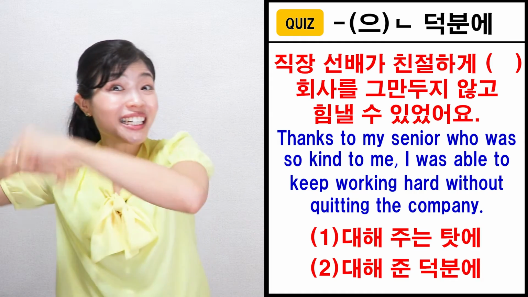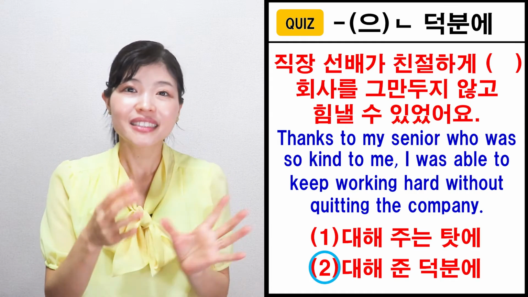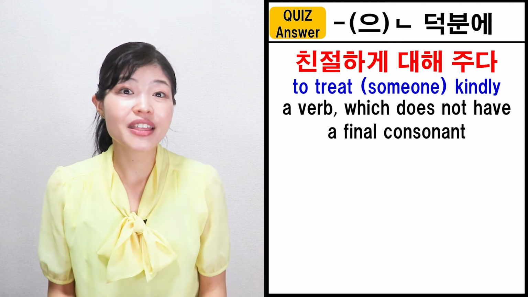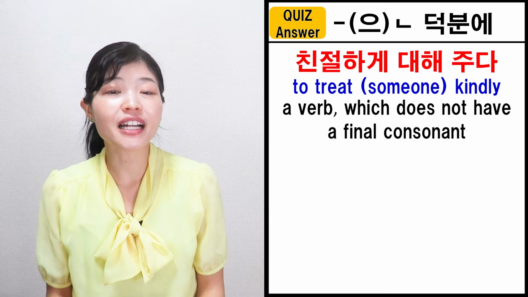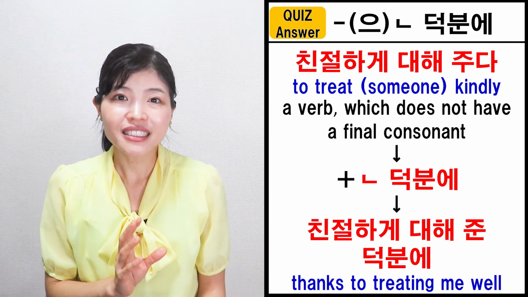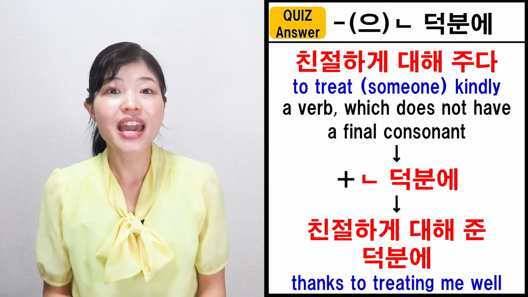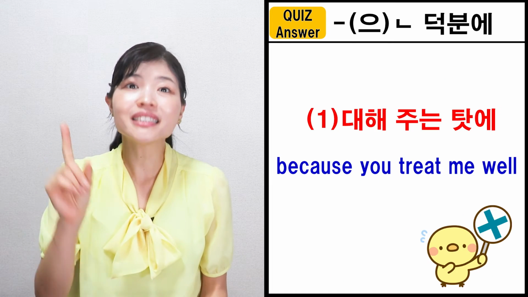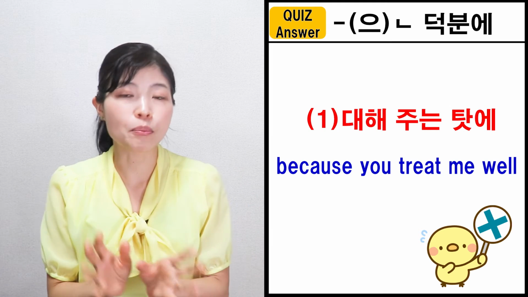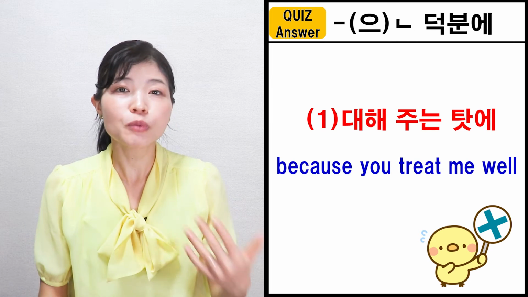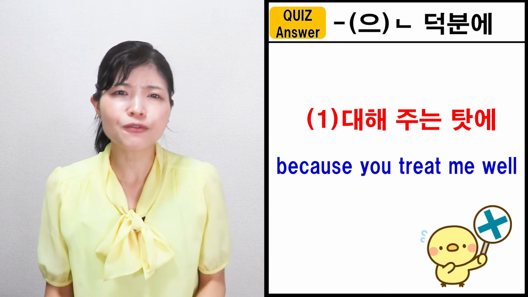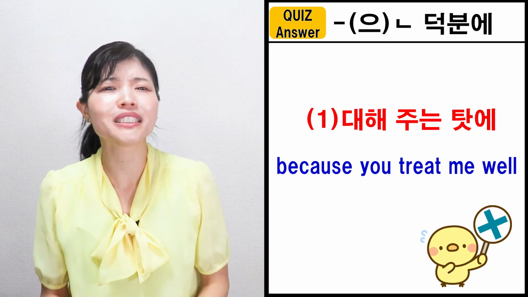The correct answer is number 2. 친절하게 대해주다 is to treat someone kindly. Since this is a verb which does not have a final consonant, you add 니은 덕분에 to the stem to make 친절하게 대해준 덕분에, thanks to treating me well. Number 1, 대해준 탓에, means completely opposite from 대해준 덕분에. It is an expression to blame someone, as in because you treat me well. As you can see, it is very strange to point at someone who is nice to you.